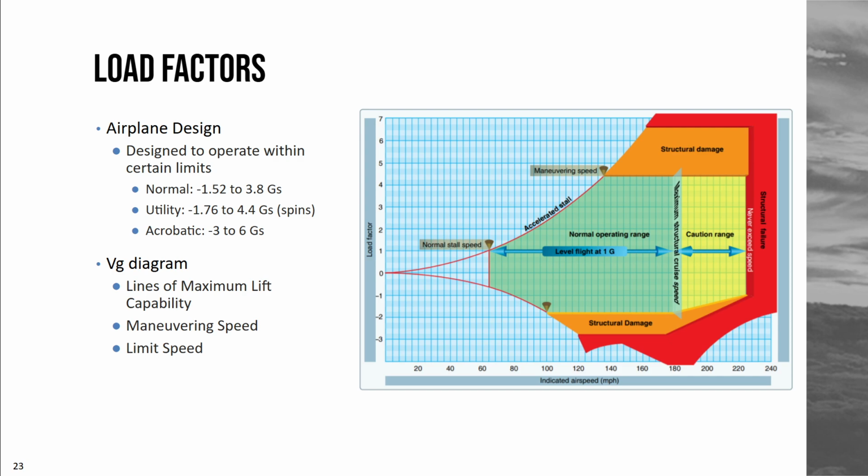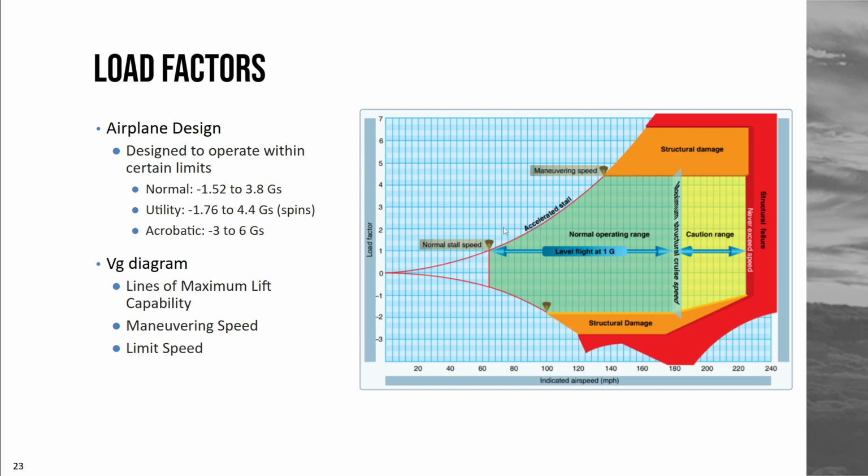So we're designed to operate within certain limits. In our normal category, we can sustain up to 3.8 Gs, so 3.8 times the aircraft's G limit, and negative 1.52. Negative Gs is just if I push the aircraft's nose really far down and you feel light in your seat. So the aircraft is a lot more structurally sound in positive Gs than it is in negative Gs. So this is a VG diagram.